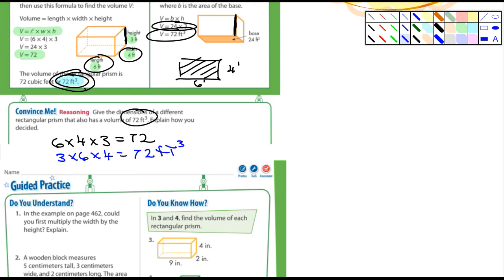Is there a way to get 72 without using those exact 3 digits, 3, 6, and 4? I mean, could you use something other than those 3 and get 72 still? I don't know. Somebody can figure that out, if you choose to. But anyways, there's the convince me. Now let's look at the guided practice. Next page.